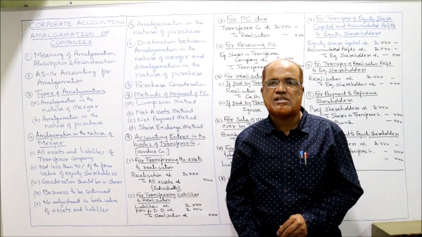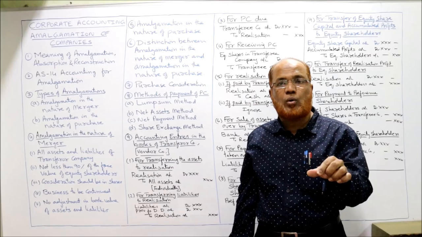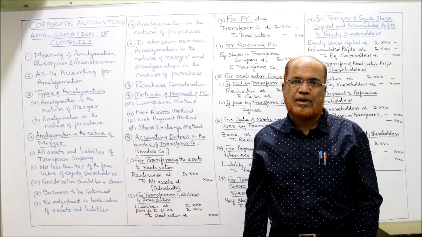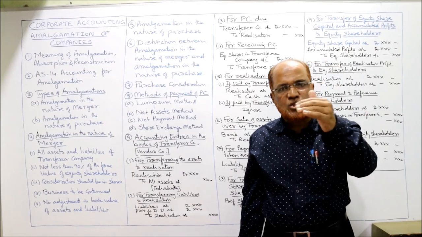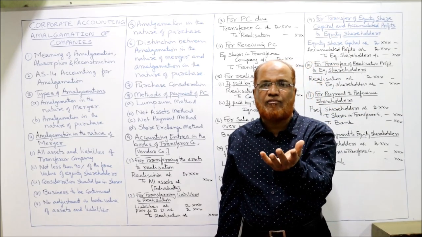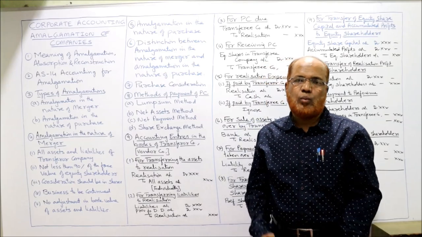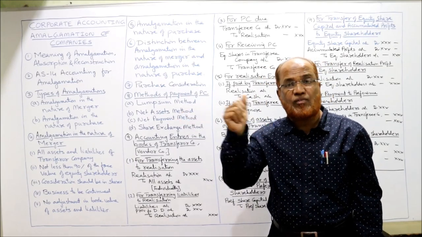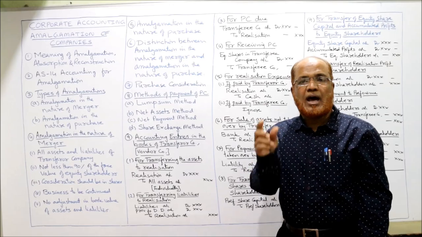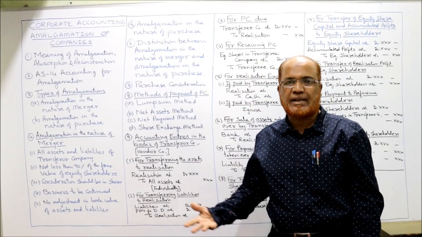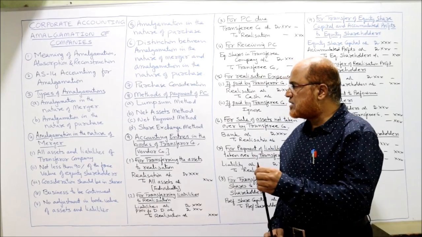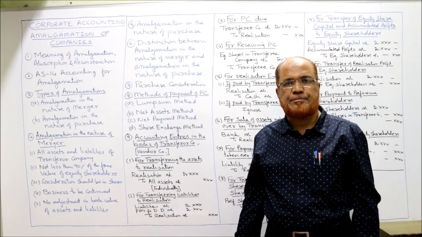From that total of the assets, subtract the liabilities taken over at the agreed values. Now take the total of assets minus total of liabilities. That will give the net worth of the business. Which company's net worth? Transferor company's net worth. And that net worth is the purchase consideration. That is PC. This is called net assets method.